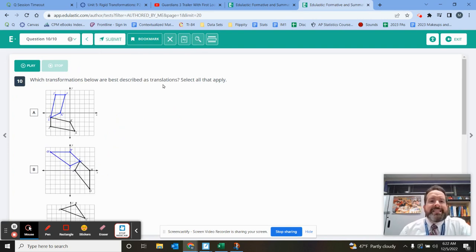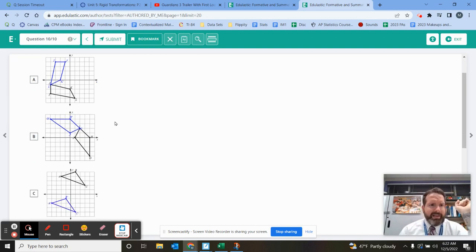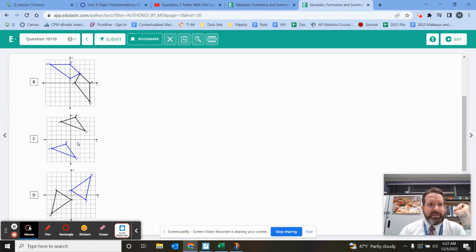And last question. Which of these are translations? Select all that apply. Now that means there might be more than one answer. And notice how here the letters are in boxes. Anytime they're in boxes, that means you can pick more than one. So which are translations? This one, no, because in a translation, things should be facing the same direction. So not A, not B for the same reason.